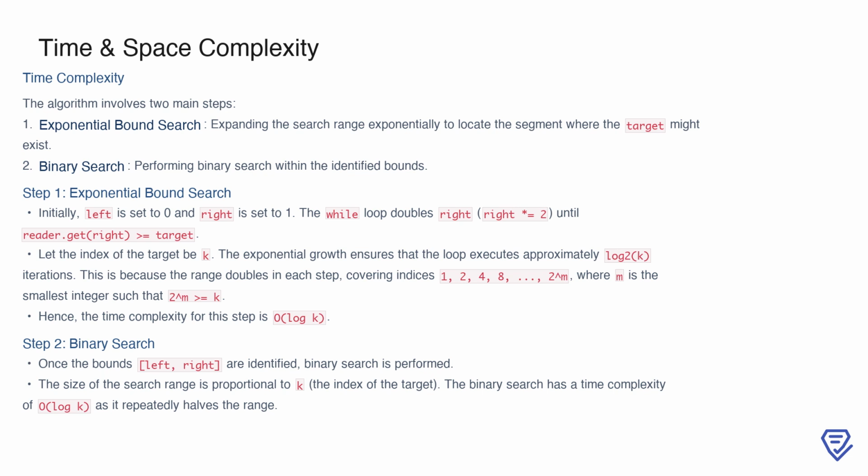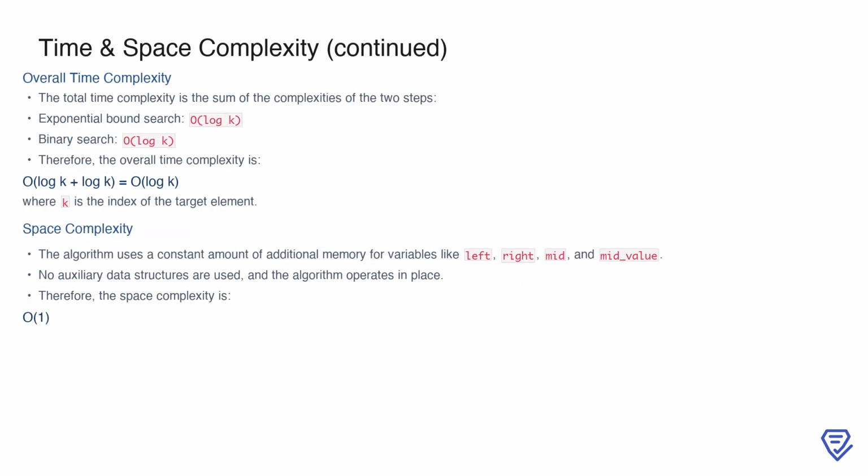After the range is identified, we proceed with binary search. Since the range is proportional to k, binary search will also operate with a time complexity of O(log k), as it systematically halves the search range at each step. Together, these two steps provide the foundation for this algorithm's efficiency. When we combine the time complexities of both steps, we get the overall time complexity. The exponential bound search contributes O(log k), and the binary search also contributes O(log k). Adding these together results in O(log k + log k), which simplifies to O(log k). This shows how efficiently the algorithm narrows down the search space.